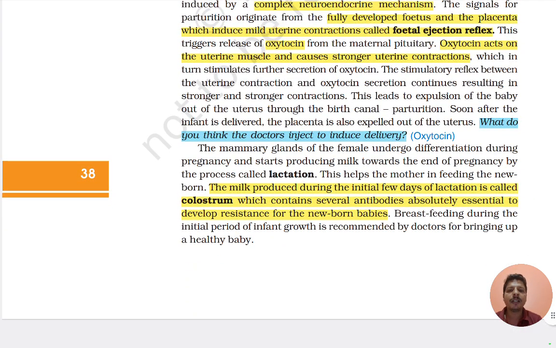Next, last point, the mammary gland of the female undergoes differentiation during pregnancy and starts producing milk towards the end of pregnancy by the process called lactation. This helps the mother in feeding the newborn. The milk produced during the initial few days of lactation is called colostrum, which contains several antibodies absolutely essential for development and resistance for the newborn babies. And breastfeeding during the initial period of infant growth is recommended by the doctors for bringing up a healthy baby.